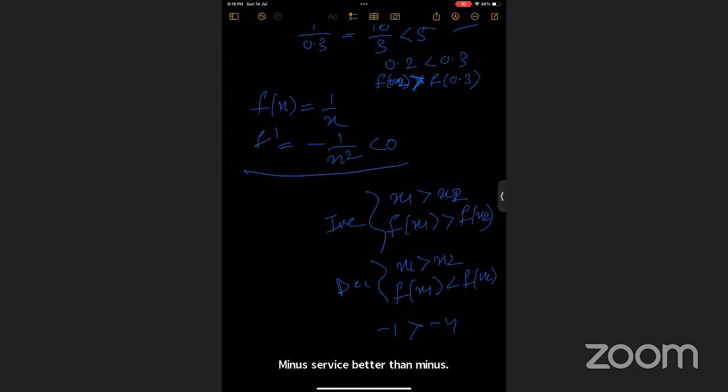So for -2, you will get a value around -1/2. Okay, yeah, you're correct. Then for -1 we have -1, and here we have -1/4. So yeah, this is greater than -1. So decreasing.